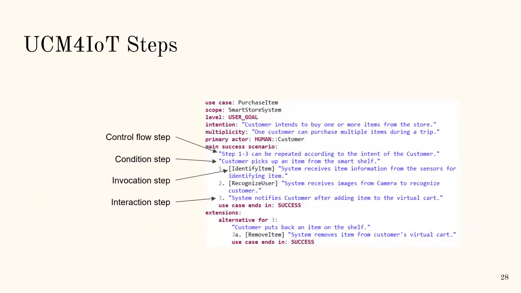Moving on, you can also define steps to describe how a use case can be achieved. There are several different types of steps in USIM for IoT. There are control flow steps and condition steps. There are invocation steps, which are used to invoke other use cases, and interaction steps, which define an interaction between the system and an actor. Here you can see how there's an interaction between the system and the customer actor.